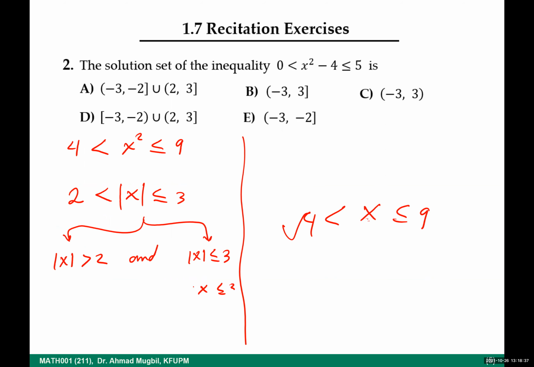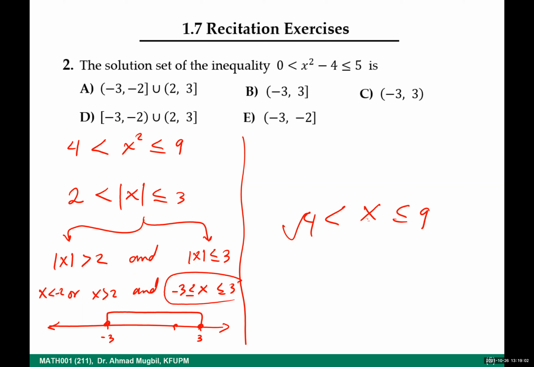This is x between 3 and negative 3, right? And here we have what? x greater than 2 or x less than -2. You remember the rules? Yes. Now go and draw the number line. -3 and 3, here we are. Let me put it a little bit here. Closed, yes, and here we are. This is the solution set of this branch.